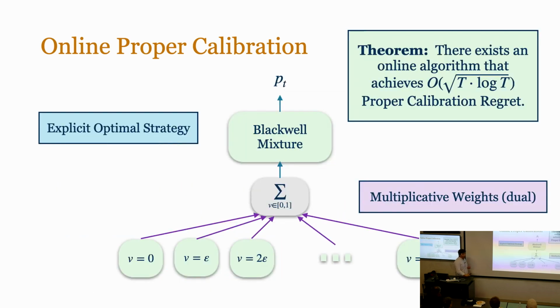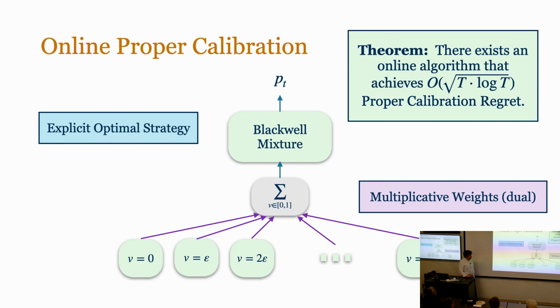Okay, and so how is this going to go? It turns out that there's actually an algorithmic framework, a connection between Blackwell and online learning discovered by Abernethy et al., maybe about a decade and a half ago. That's very powerful. Okay, and what we can show is that there exists an online algorithm that achieves almost square root t regret for this proper calibration objective.